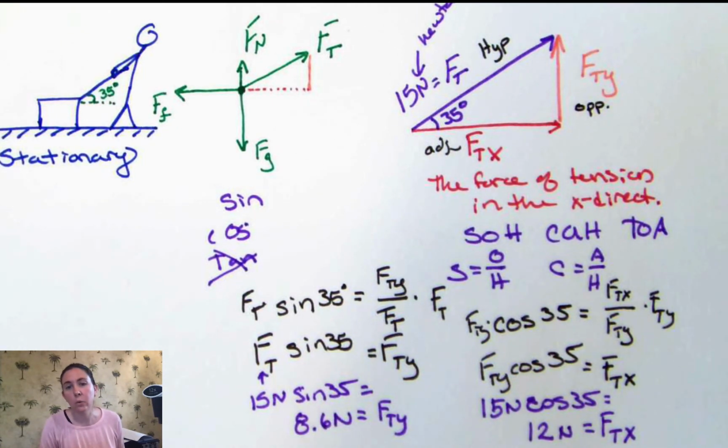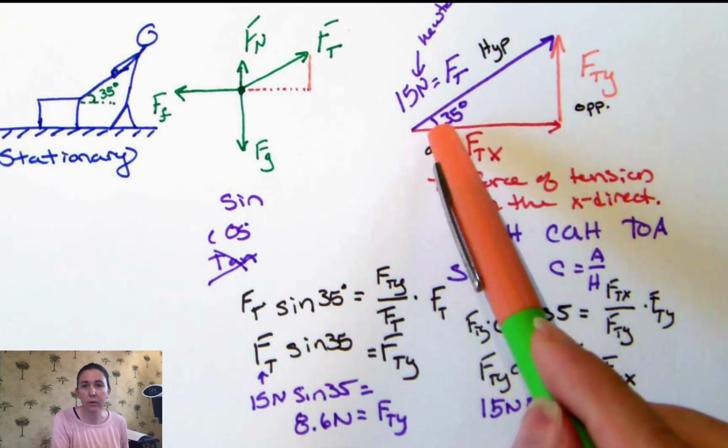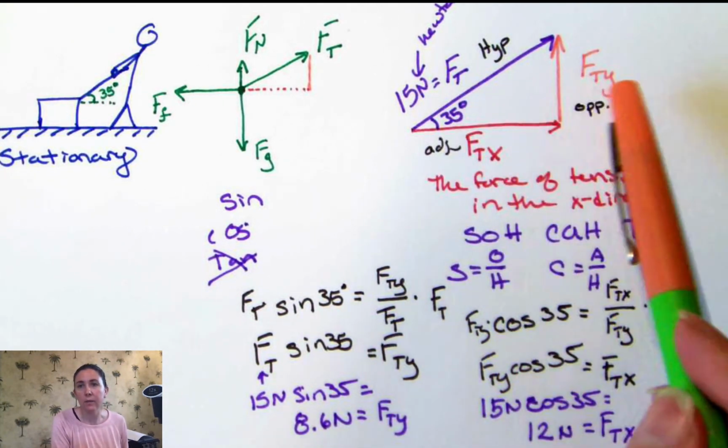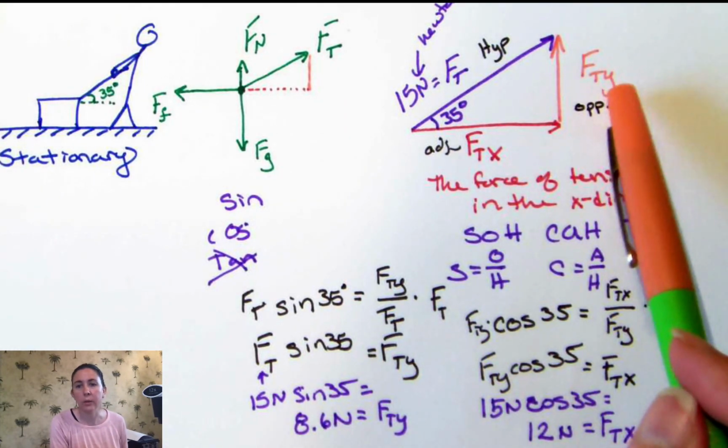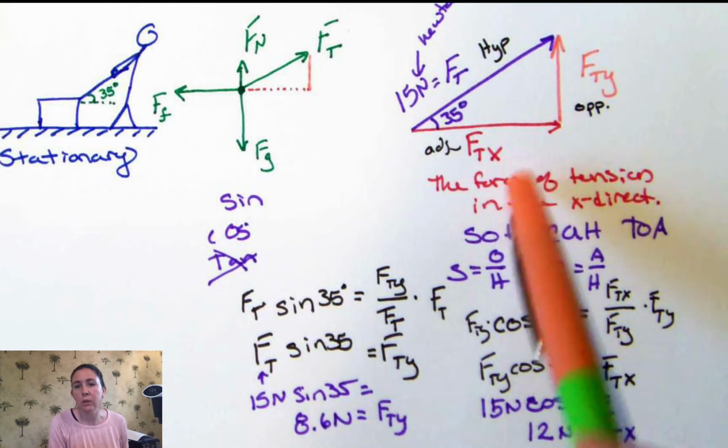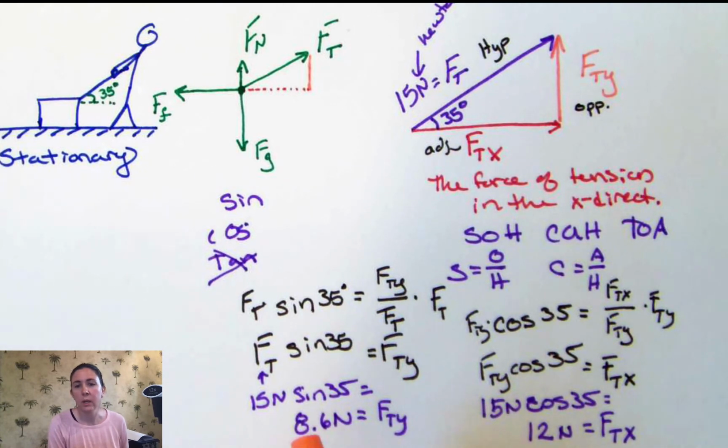The one thing worth pointing out is that once you plug these numbers in, unless you have a 45-degree angle, you'll always have a long side and you'll have a short side. So with this angle being smaller than 45 degrees, FTY is going to be smaller than FTX. You can double check once you plug your numbers in that that is in fact true. 8.6 newtons is the force of tension in the y, 12 newtons is the force of tension in the x direction.